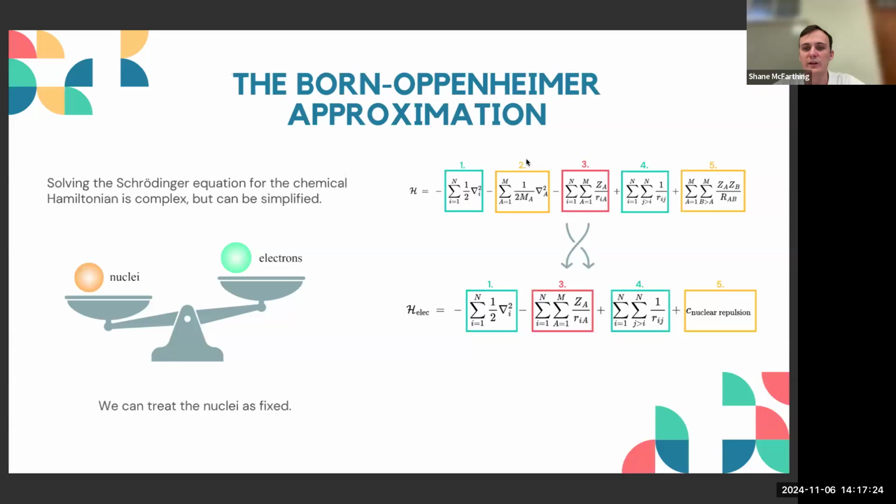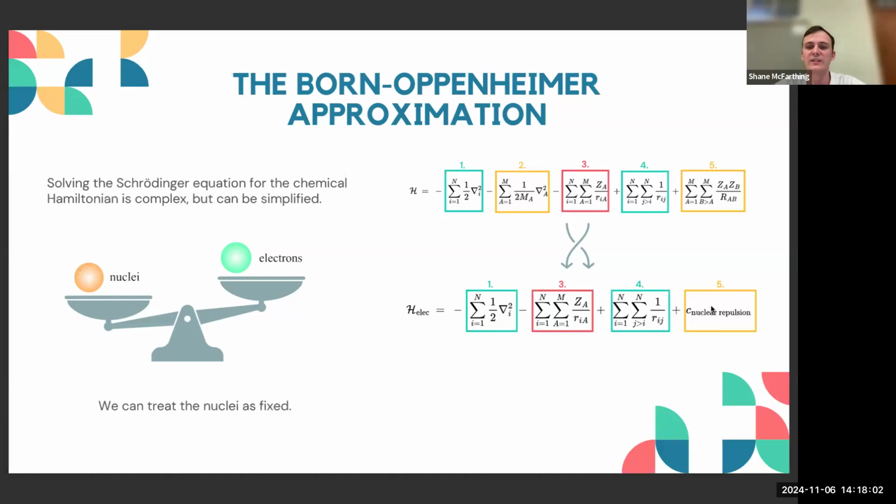And when we do this, we can get rid of the kinetic energy term of the nuclei, because we're treating the nuclei as fixed and not moving. And then we can make the nuclear repulsion term, the term number 5, we can just treat it as a constant that gets added on when we calculate the energy. So what we've done now is we've taken the chemical Hamiltonian and we've simplified it so that it depends explicitly on the coordinates of the electrons, but only parametrically on the coordinates of the nuclei.